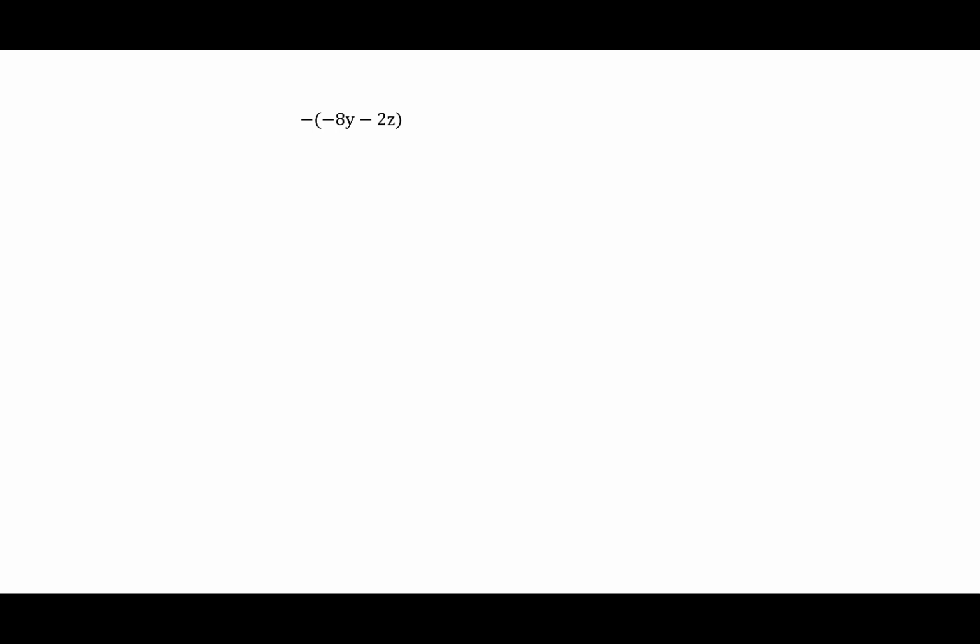Let's try again. I have a negative outside, and this time it just looks like negative, right? There's no number there. If it helps you, if you want to make that a negative 1 times negative 8y minus 2z, you would get the same thing. So you could always change that negative sign into a negative 1. So negative 1 times negative 8 is positive 8, and there's a y. Negative 1 times negative 2 is positive 2, so I have 2z.